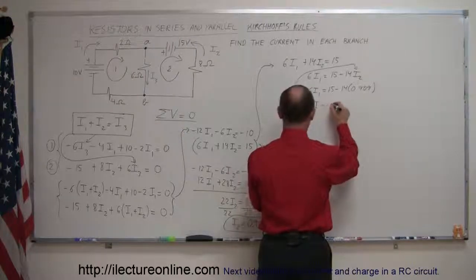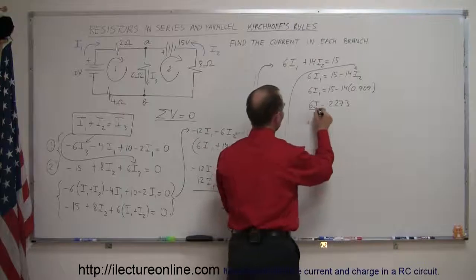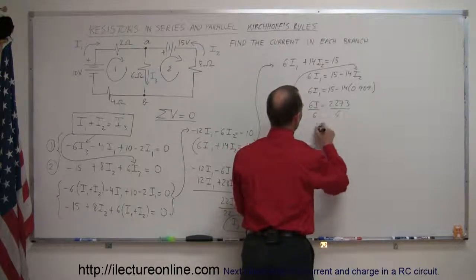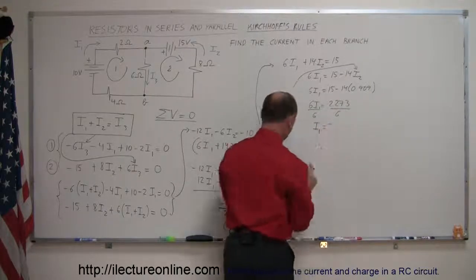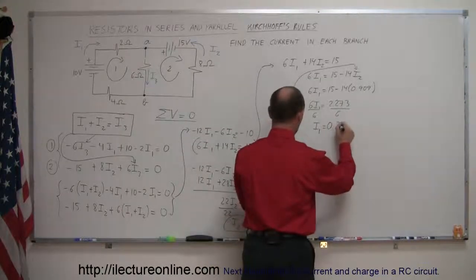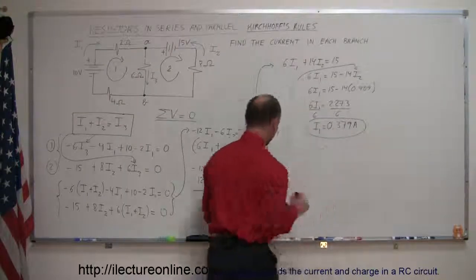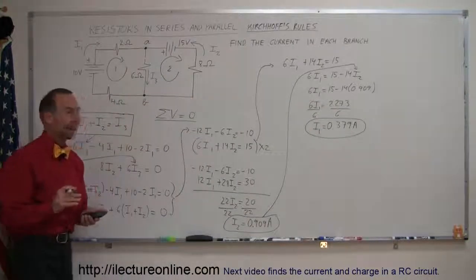So 6I1 is equal to 2.273. And then of course I divide both sides by 6. And I get I1 is equal to 2.273 divided by 6 equals 0.379 amps. So now I have found my second current. I found I1 and I2.